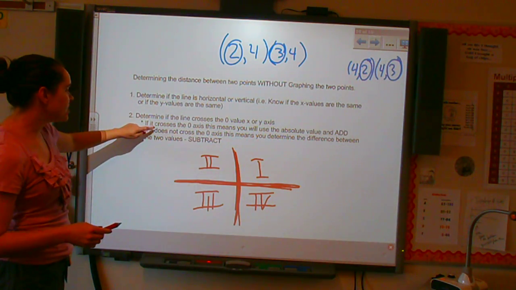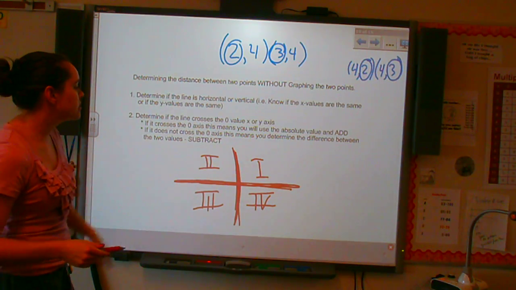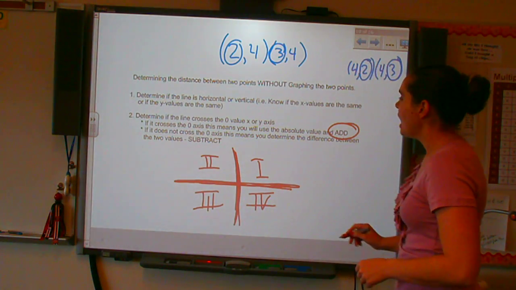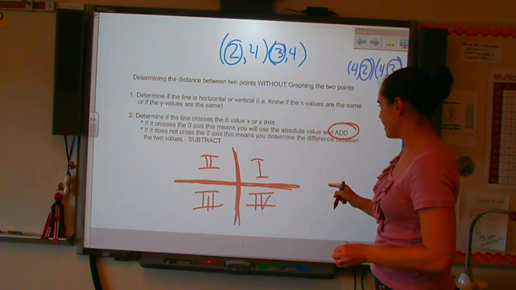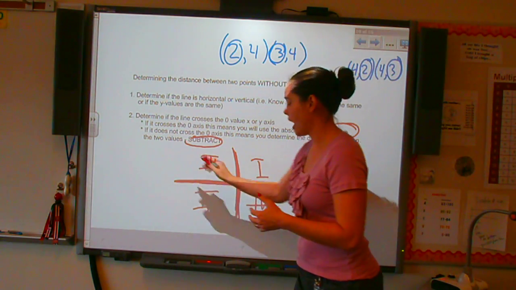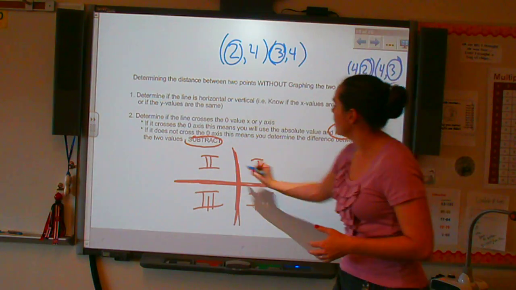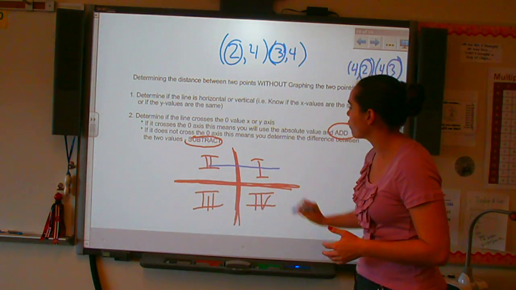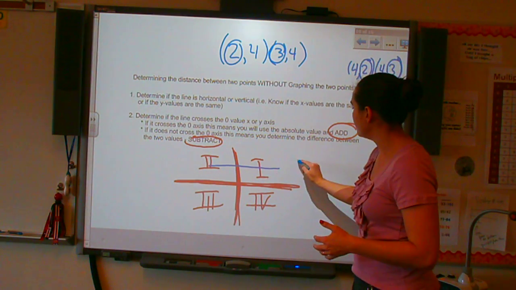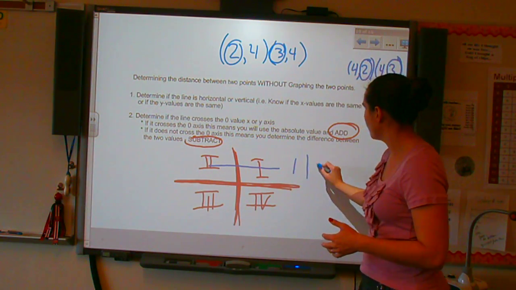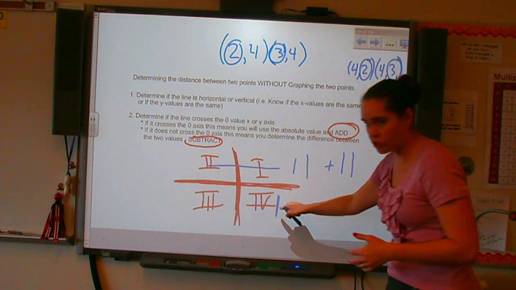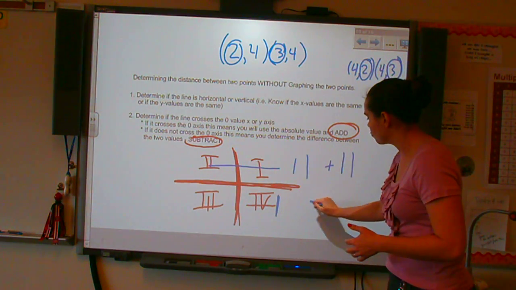So if it crosses the 0 axis, this means that you're going to use the absolute value and you're going to add. Okay? If it does not cross the x-axis, that means that you need to determine the difference between the 2 values, and that's subtraction. Okay? So that means if a line, whether horizontal or vertical, goes across, right, is in 2 different quadrants, that means we use the absolute value and we add. If it's contained within a quadrant, that's when we subtract.